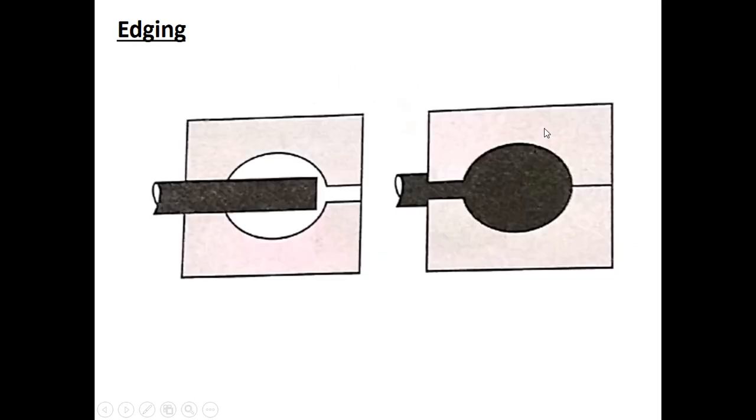And edging. Edging is used to shape the ends of the bar by concentrating the metal at the ends. You can see that if you want to get a structure like this as the final shape at one end, you will keep the metal bar like this and apply a compressive load so that the metal gets concentrated in this region. Usually concave shaped open dies are used for this.